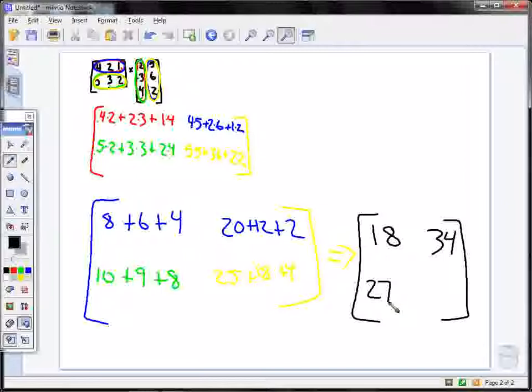This is a larger number. I'm going to add here, which gives me 22. 22 plus 25 is 47. And this is my result.